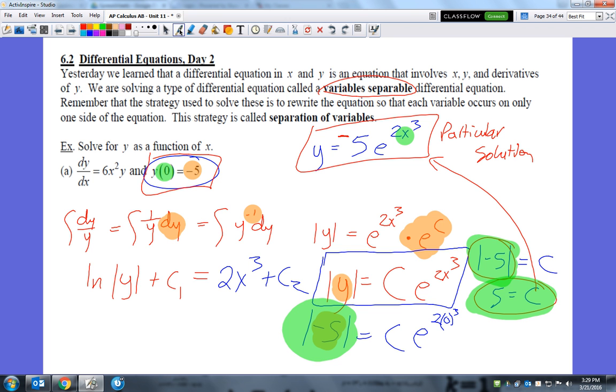Okay, so another thing that you can do is verify that the derivative in fact does yield your original 6x squared times y. Now if you did that, you have a lot of work to do in regards to taking the derivative, but ultimately you don't have to. All you have to do is check, does my initial value condition hold true?